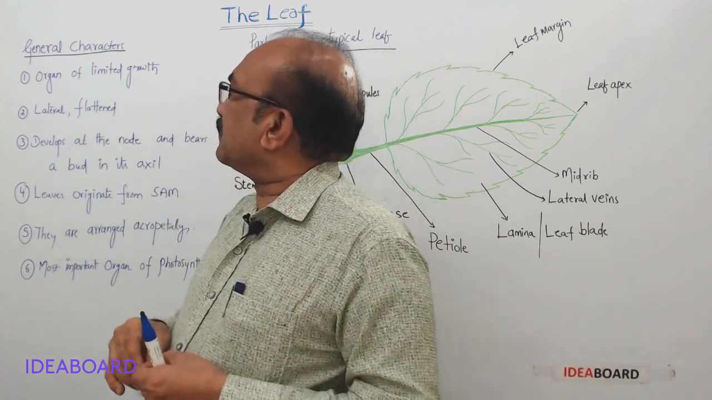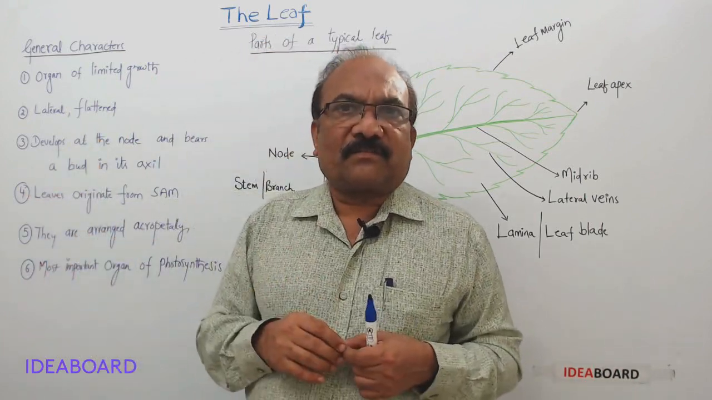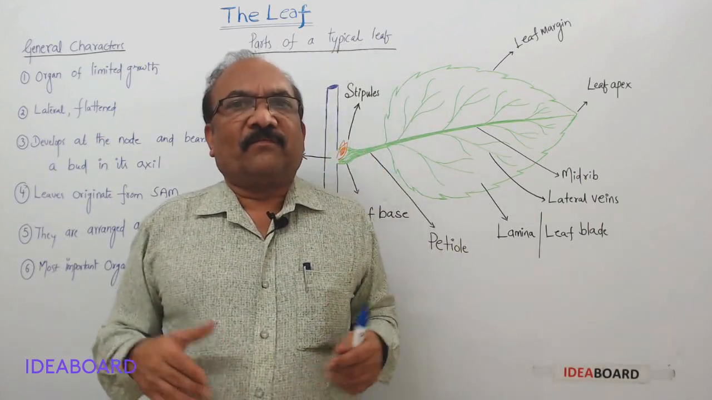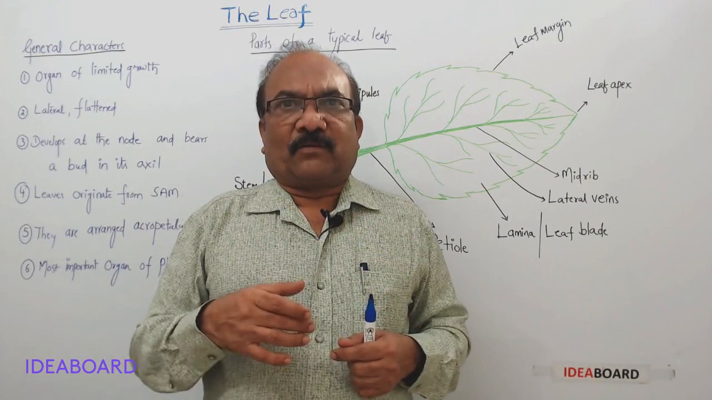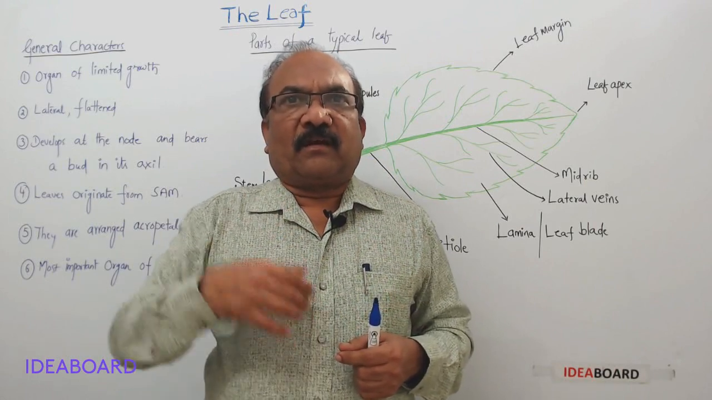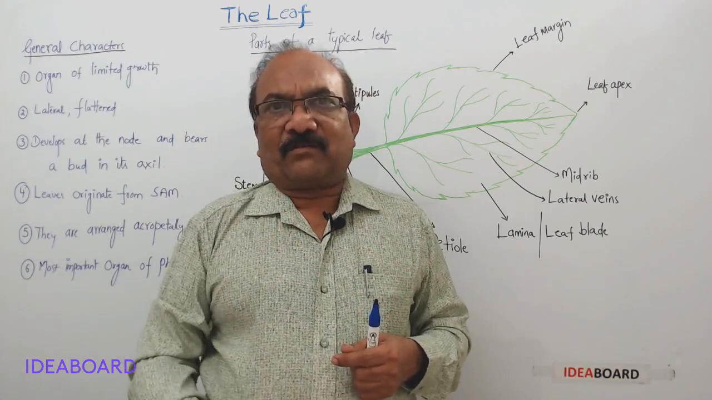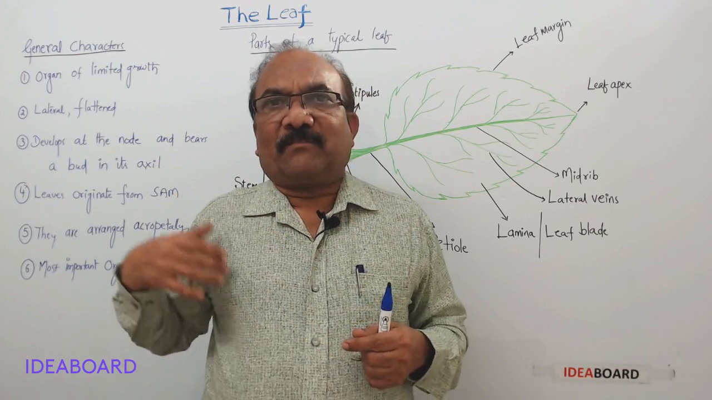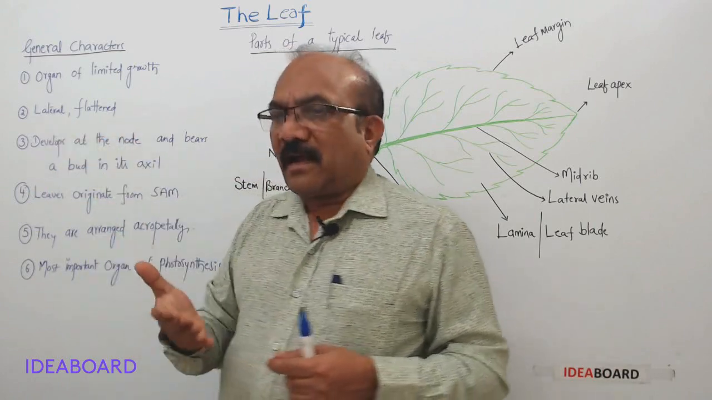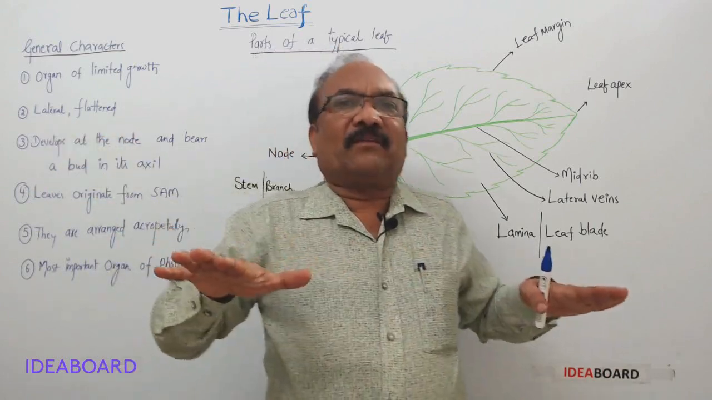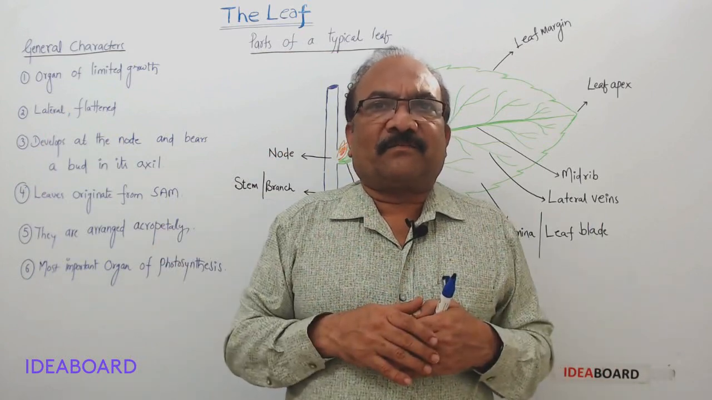And the second character is that they are lateral flattened structures. Lateral means, where will you find these leaves? If you take the stem, do we find the leaf on the top of the stem, or at the base or bottom of the stem? No, you will find them on the sides. So that's why it is lateral, and of course you know that it is an expanded, flat structure.